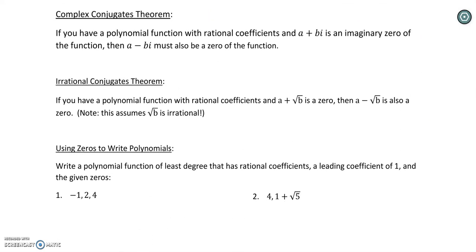So now, piggybacking off of this, we can look into this complex conjugate theory and irrational conjugate theory, and they're very similar. So one will deal with i's, or imaginary numbers, complex, and the other one will deal with square roots. And what it pretty much says is that if you're given a zero and it is a complex number of the positive version, so it's plus the imaginary part, you will also know that the negative imaginary part will also be part of that function, right?